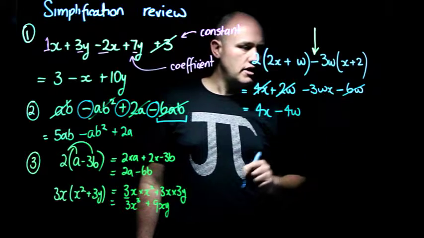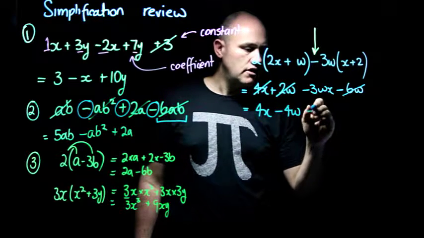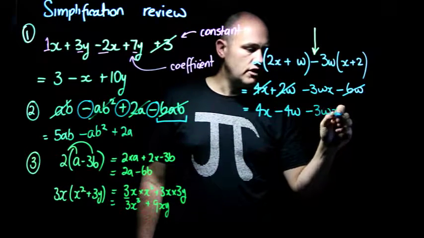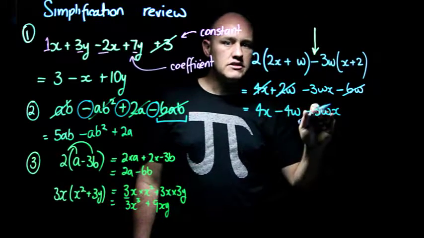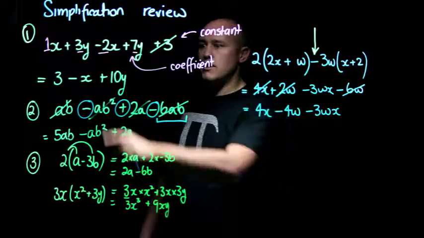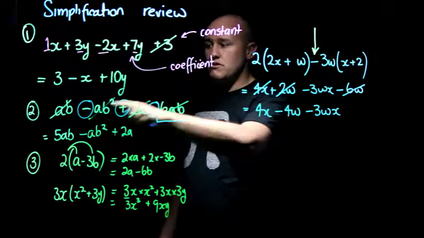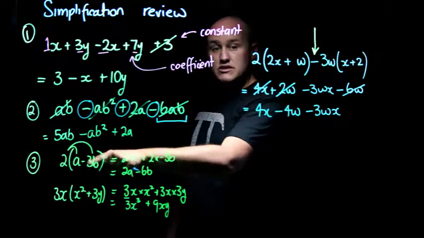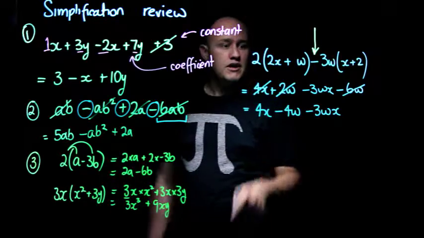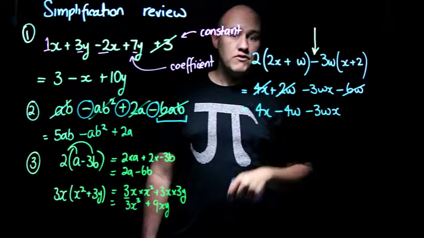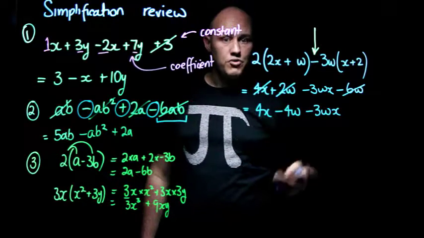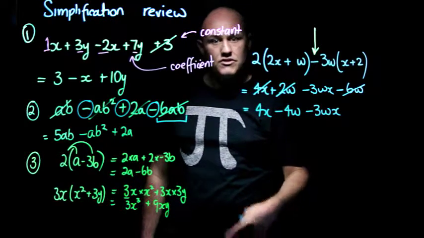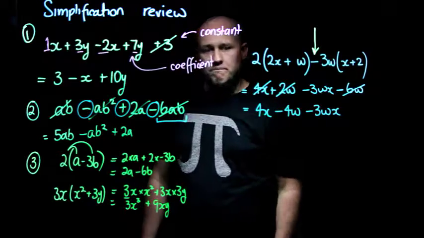And then finally I've got negative 3wx. There's no other term like it, so I'll just leave it as negative 3wx. And that is expanded and simplified. So you've done questions where we simplify this expression, expand this bracket, and now we are expanding and simplifying. These skills will be the required skills for you moving forward into your topic on solving linear equations and linear functions work. All the best.